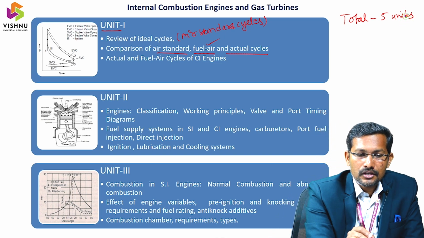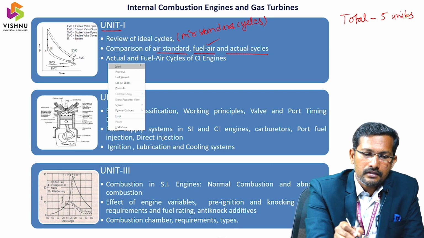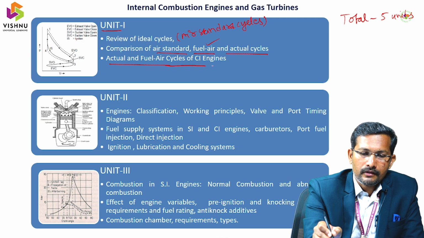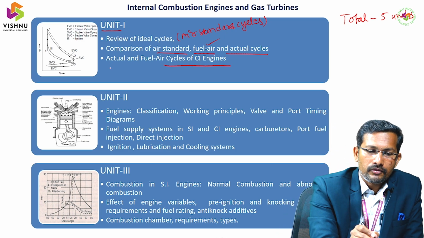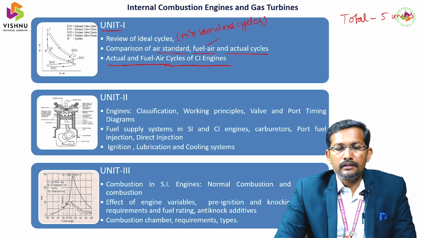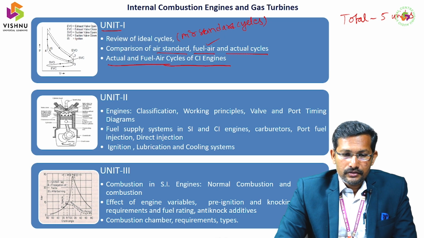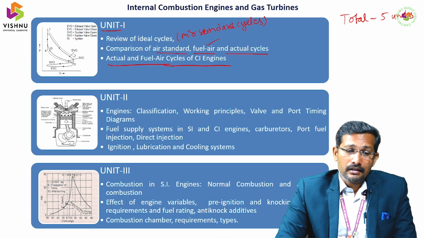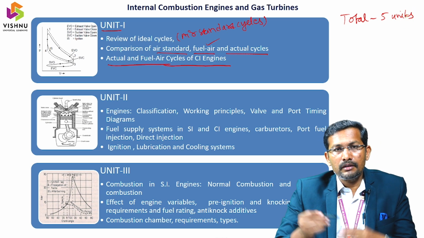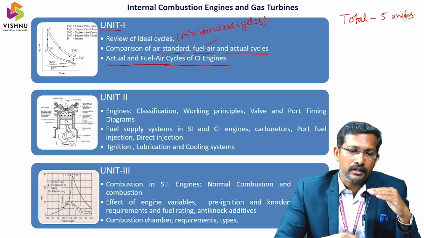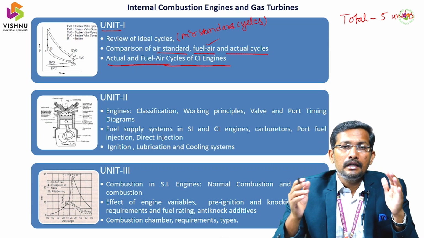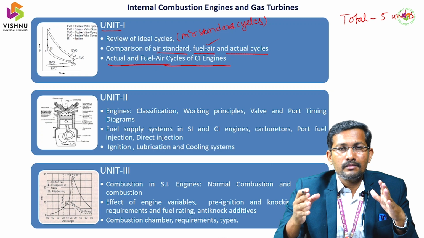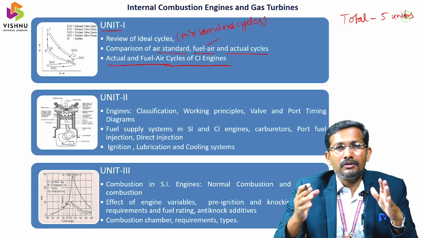Next, actual and fuel air cycles of the IC engines. Here also we can get into the CI engines. Actual and fuel air cycles of the CI engines, where we can understand the actual working process of the CI engine and the fuel air cycles of that CI engine. We can make a comparison, the exact difference. We can understand from unit 1 clearly various cycles and their assumptions, and that comparison we must understand from unit 1.